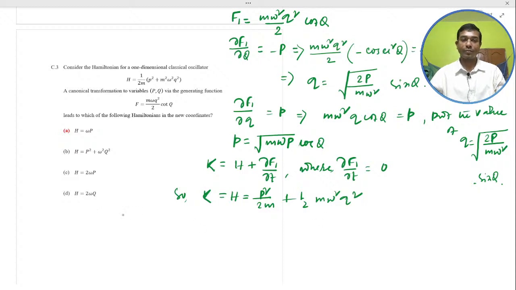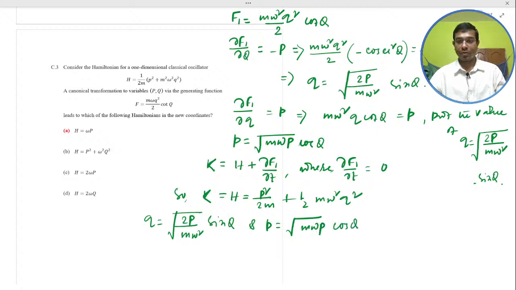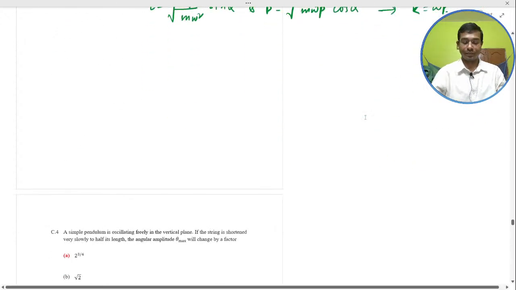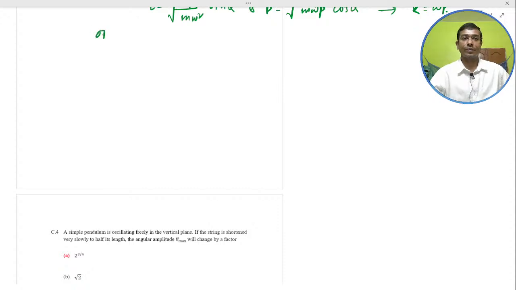Now we'll put the value q equal to square root of twice P divided by m omega into sin Q, and the small p is square root of 2 m omega P cos Q. We will get the Hamiltonian as omega P. Or the Hamiltonian is given by 1 by 2m p square plus half m omega square q square.